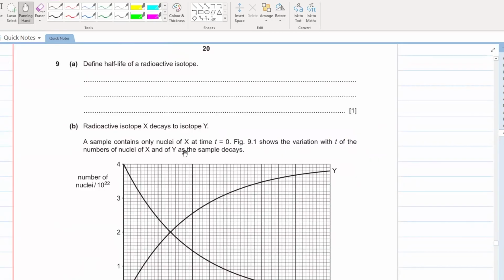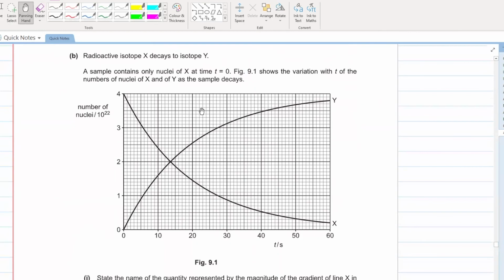Define the half-life of a radioactive isotope. What is the half-life of a radioactive isotope? Time taken for the activity to half. That is your half-life. Let's further move ahead.